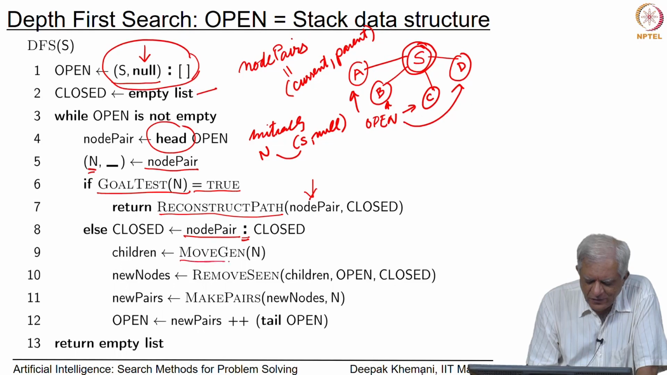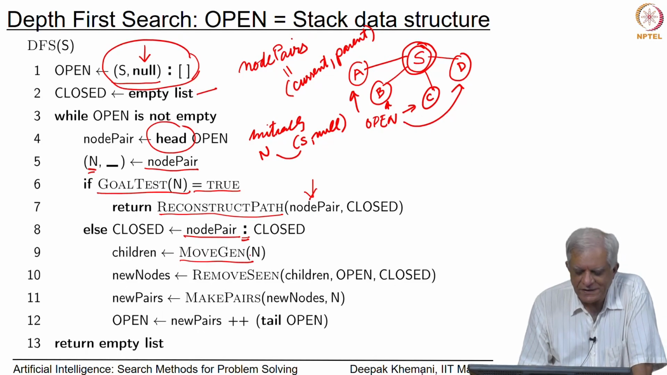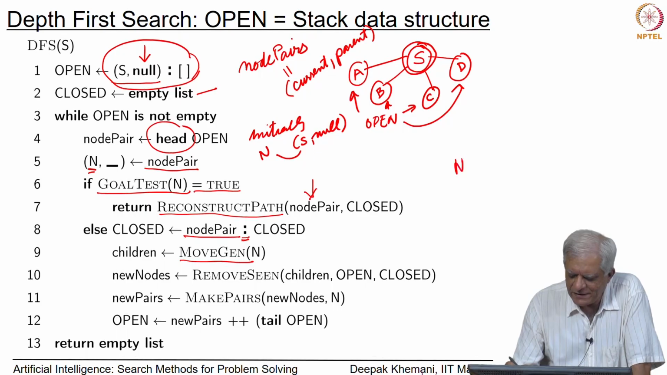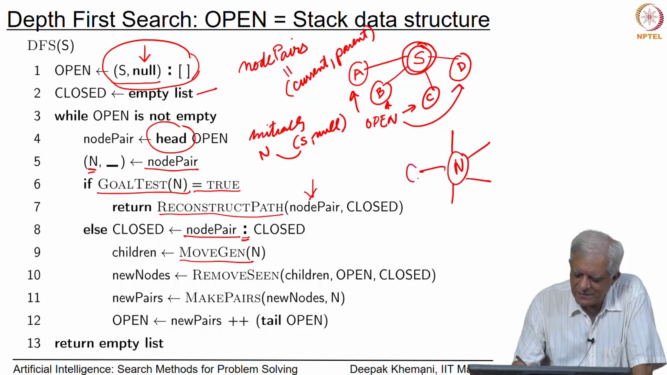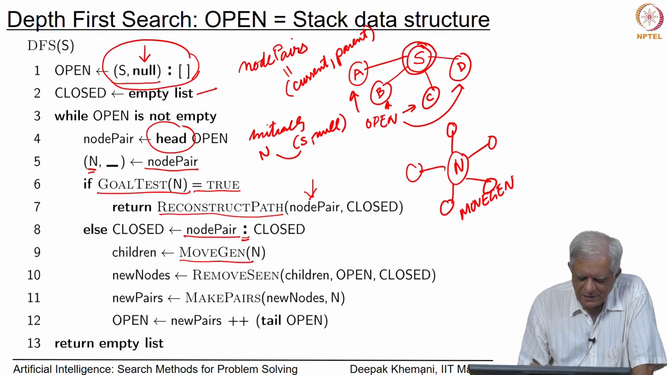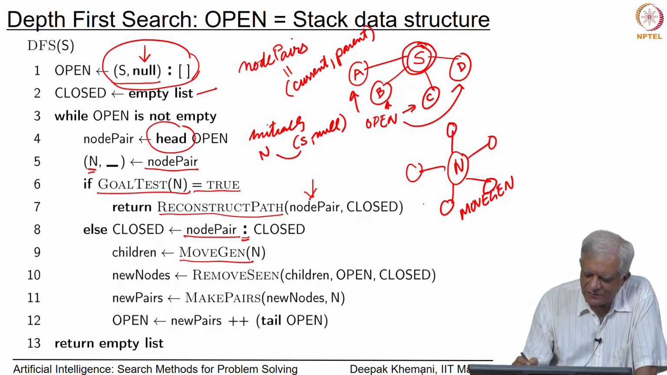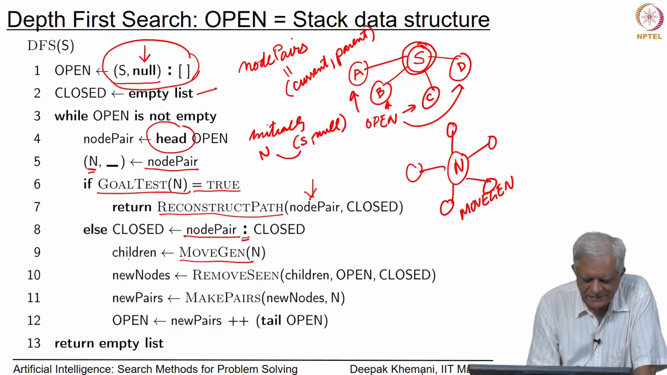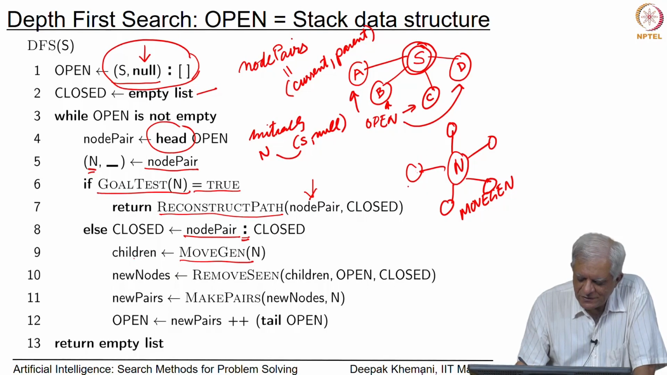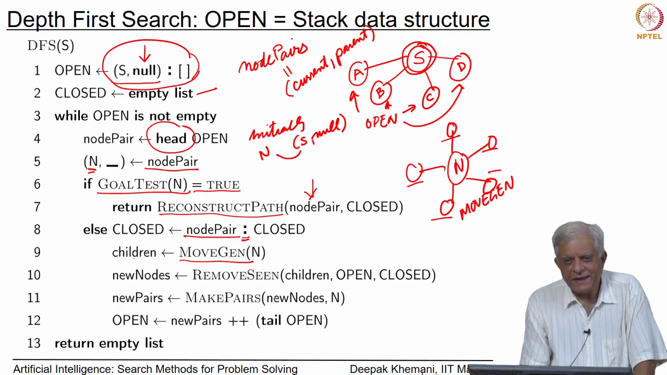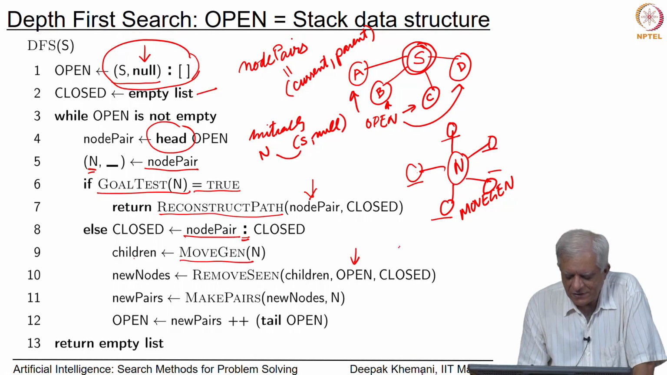Then we call the move gen function which the user has given us, which gives us the neighbors. So, this is n and you get the neighbors of this thing, and this is what move gen returns to us, and we call this set of nodes that this returns as children. From this set of children, so these nodes, we will remove any node which is already on open and already on closed.